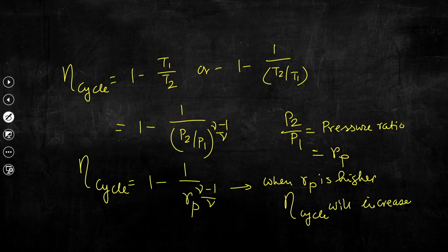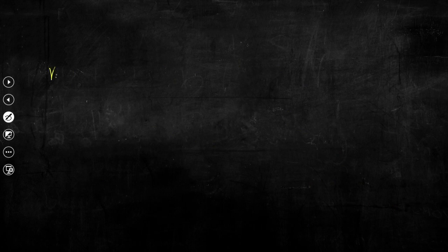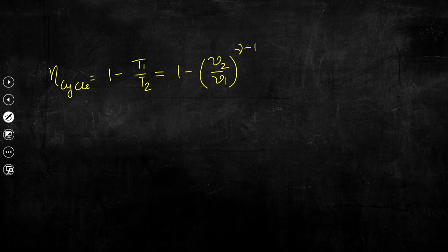Now, the question is, we can also write this efficiency like this. Eta cycle equals 1 minus T 1 by T 2. So, what is T 1 by T 2? Again, using this air standard equation, we can write 1 minus V 2 by V 1 power gamma minus 1. So, this is 1 minus V 2 by V 1 power gamma minus 1. We can again write this as 1 minus 1 upon V 1 by V 2 power gamma minus 1.